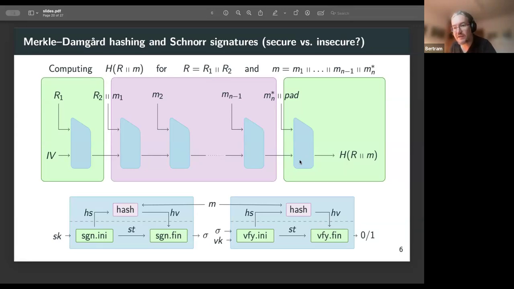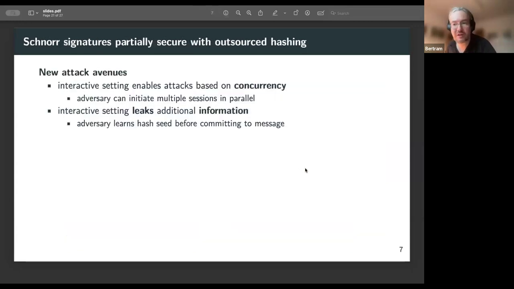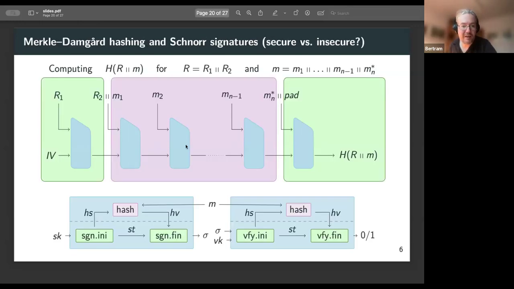But the question is, again, is this secure, and what are the problems and what are the challenges connected with this? And the problems are twofold. The first one is concurrency, and the other one is extra information leakage. Let me go back. The concurrency comes from the statefulness here. So if I want a signature from my smart card, the smart card initializes, creates a state, and waits for a hash value coming in.